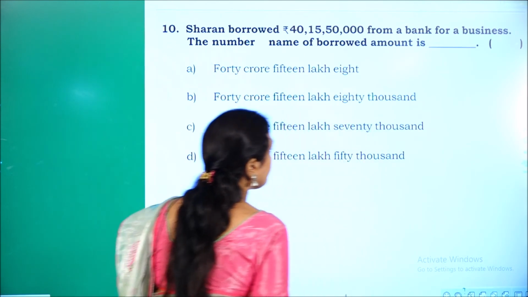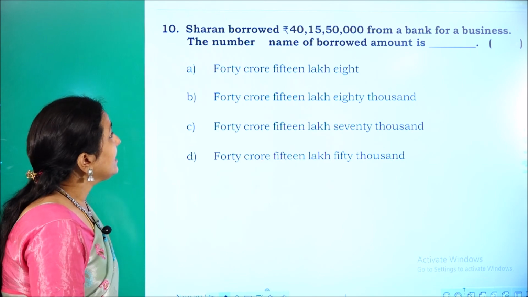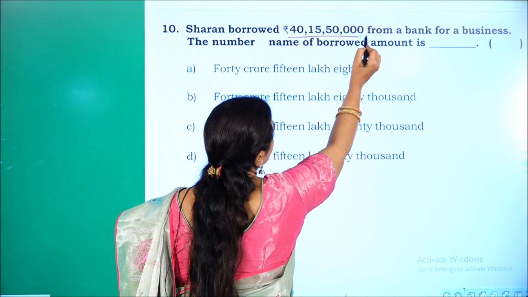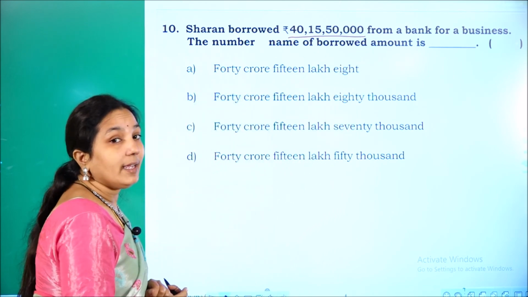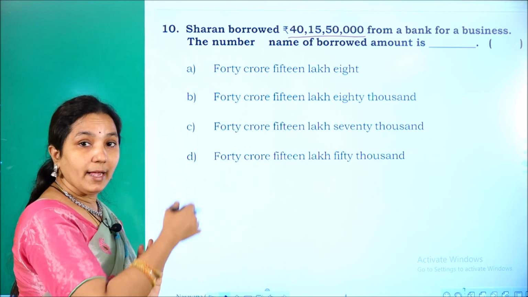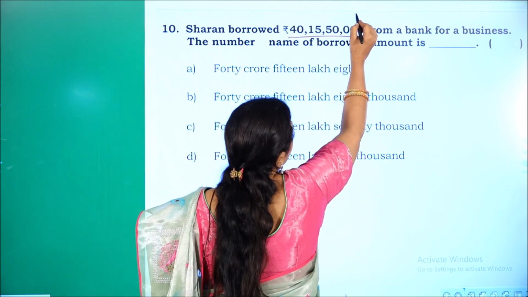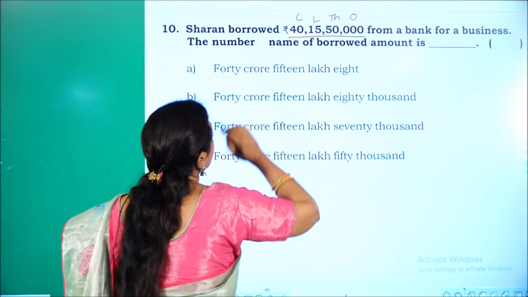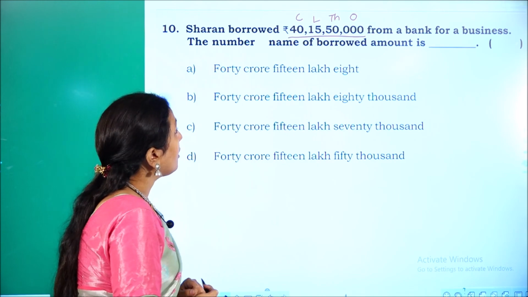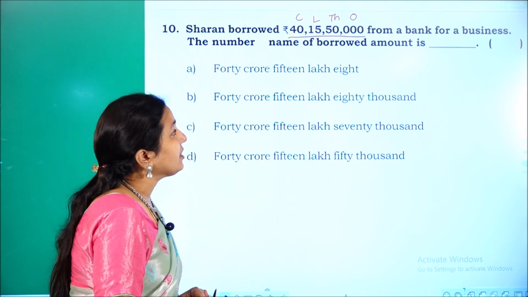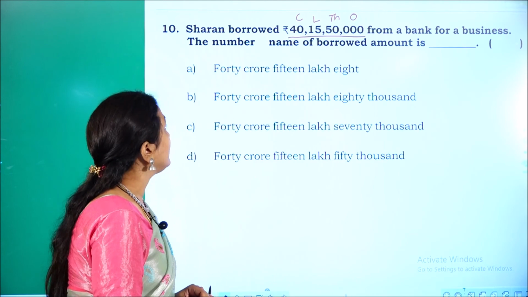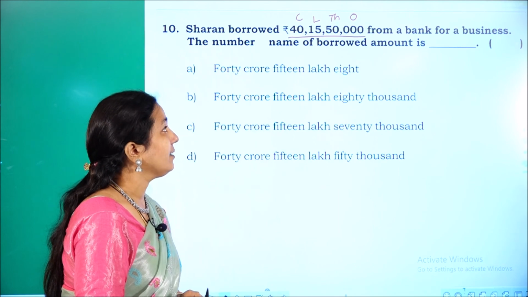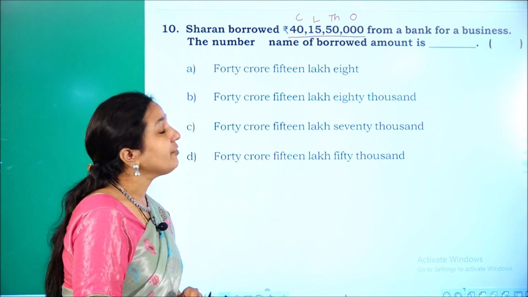Coming to next one. Sharon borrowed some amount. For easy reading, again I am expressing it according to periods: ones period, thousands period, lakhs period and crores period. Sharon borrowed 40 crore, 15 lakh, 50,000 from a bank for a business. The number name of the borrowed amount is, just how I read here, 40 crore, 15 lakh, 50,000.